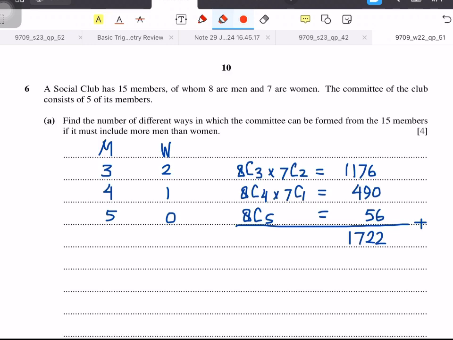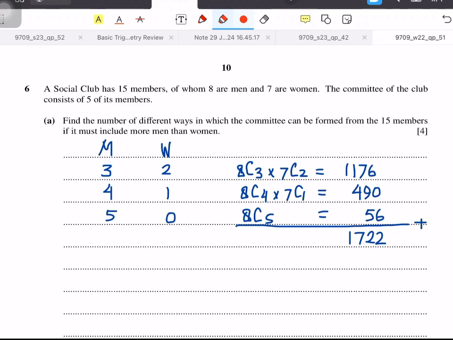So the committee consists of 5 of its members, and the question says that the number of men must be more than the number of women. So we can list all the possibilities. We have 3 possibilities here. Either we have 3 men, 2 women, or 4 men, 1 woman, or all the 5 committee are men.